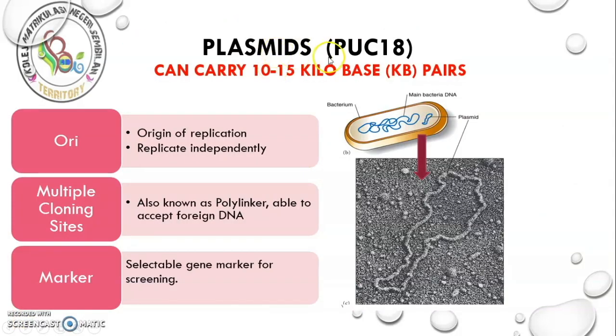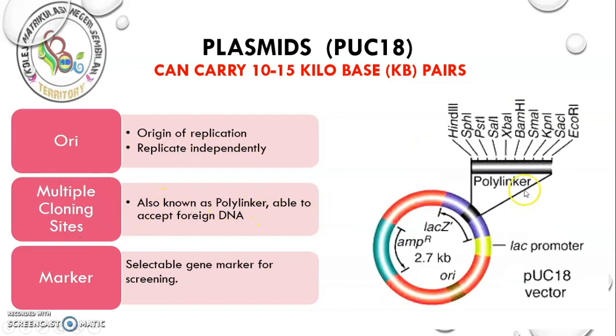Plasmid. As an example, pUC18 can carry around 10 to 15 kilobase pairs. It has an origin of replication, which enables it to replicate independently, a multiple cloning site, also known as a polylinker, which enables it to accept foreign DNA by cutting here and then combining the DNA of interest in here. And it also has a genetic marker, which is a selectable gene useful for screening.